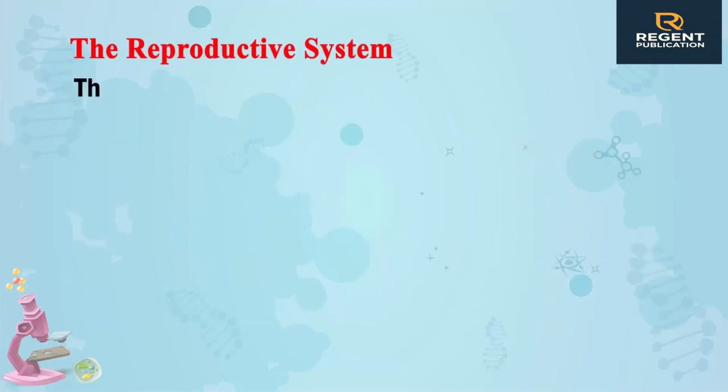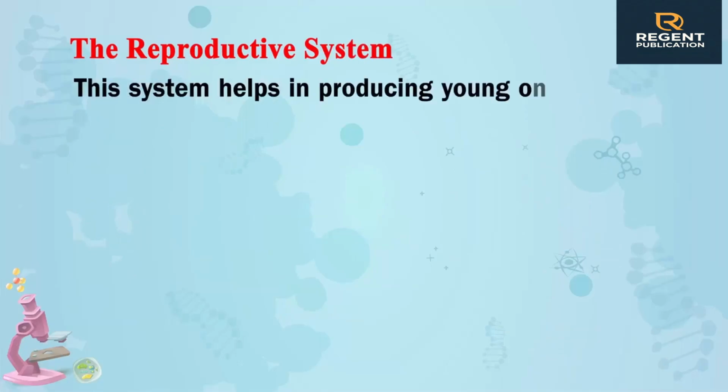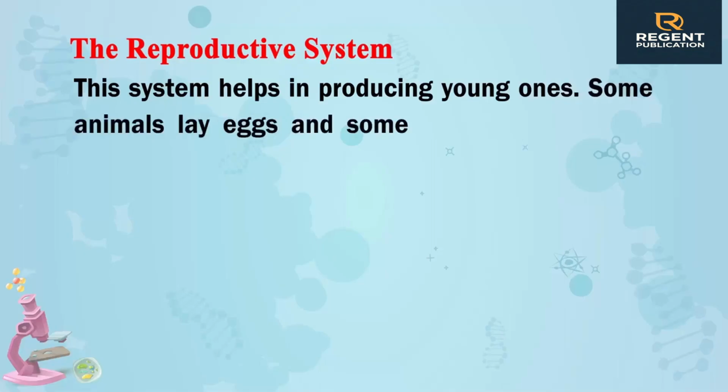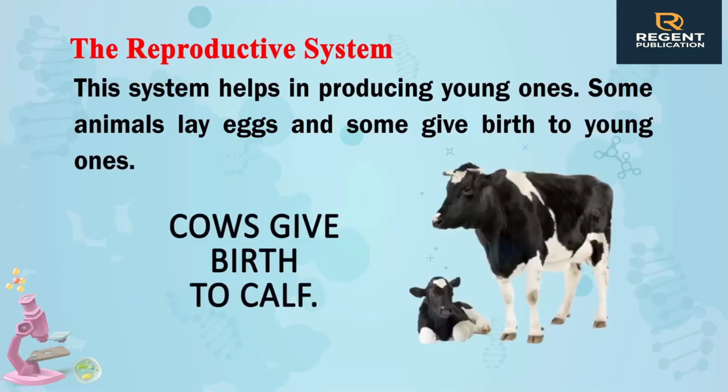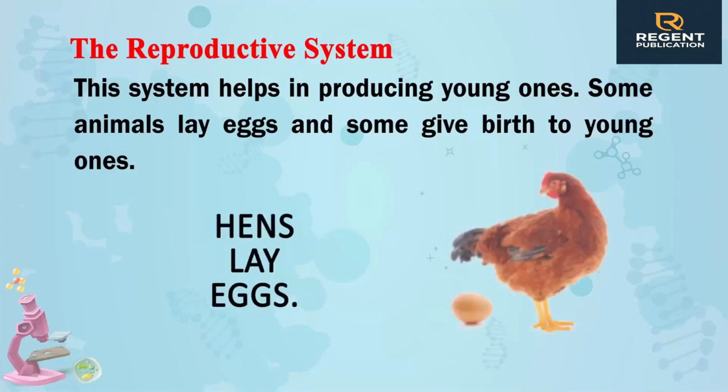The reproductive system. The system helps in producing young ones. Small animals lay eggs and some give birth to young ones. Humans give birth to young ones. Cows give birth to calf. Hens lay eggs.